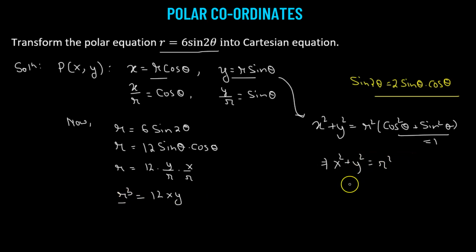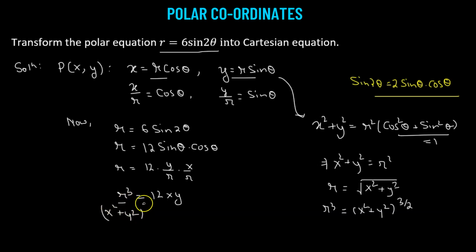Now in case we need r cubed, let's first take out r. So we'll take the positive square root on both sides to get the square root of x squared plus y squared. That's the value of r. And since we need r cubed, r cubed is going to become x squared plus y squared whole raised to the power of 3 over 2. So we can replace r cubed with x squared plus y squared raised to the power of 3 over 2. So that's equal to 12xy.